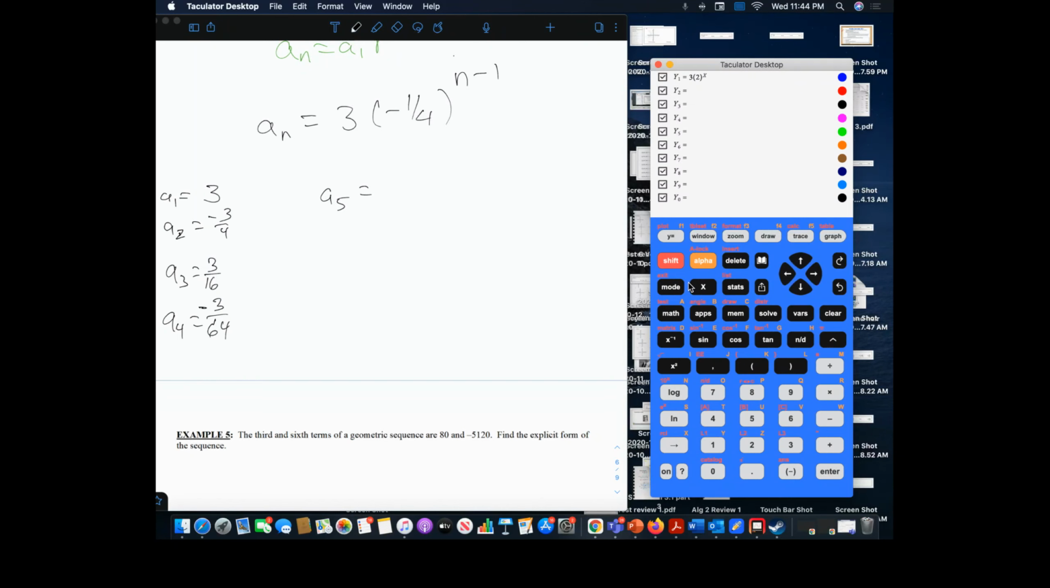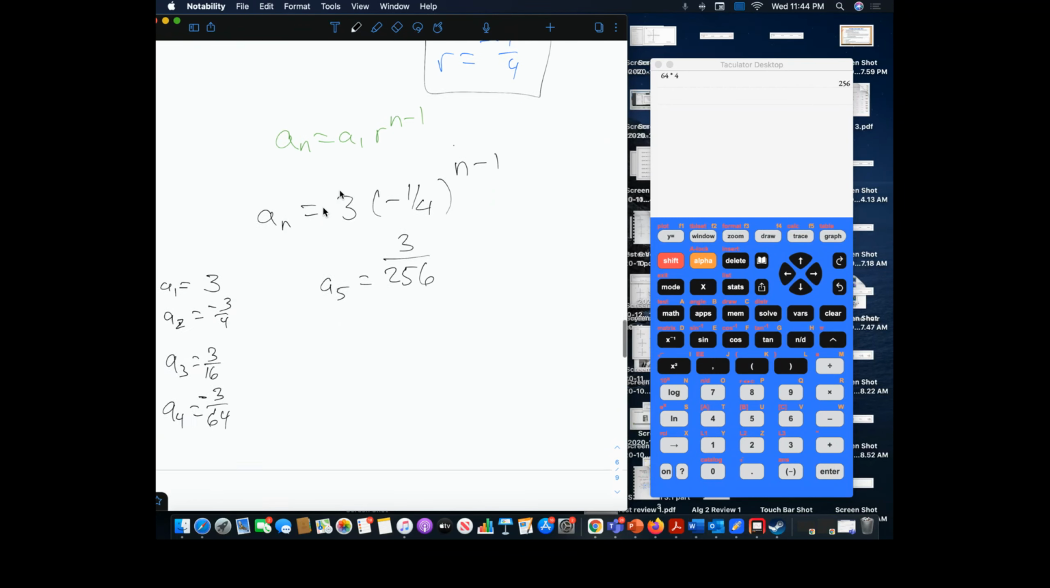Okay. What did I say? 64 times 4. I'll probably do that in my head. I did know that was 256. Forgive me, I'm doing this late. And then this one needs to be positive. So there we have it. There's your first 5 terms.